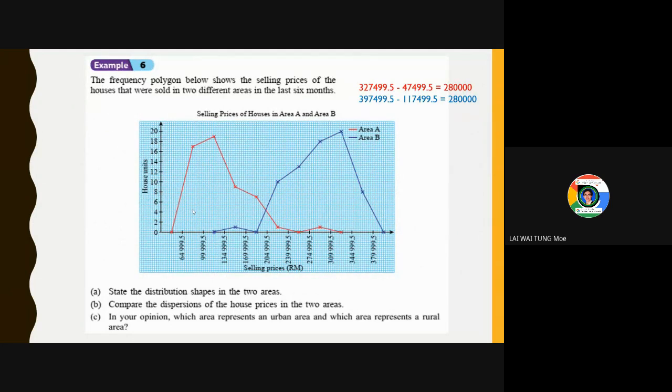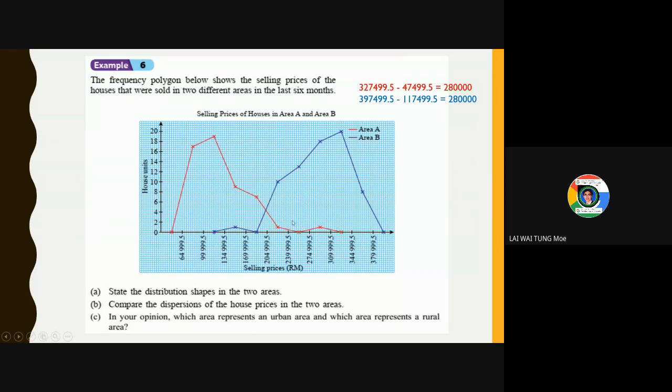Okay, so you are given two frequency polygons showing the selling prices of the houses that were sold in two different areas in the last 6 months. Red color is area A, blue color is area B. State the distribution shapes in the two areas. So what kind of shape or distribution can you see? Let's start with area A. What kind of distribution, what shape is this? Anyone? The red color.